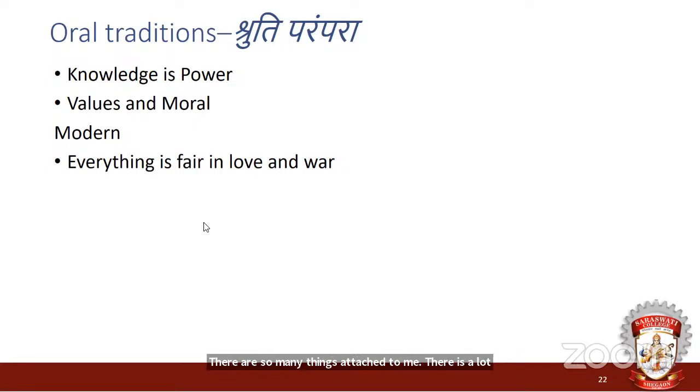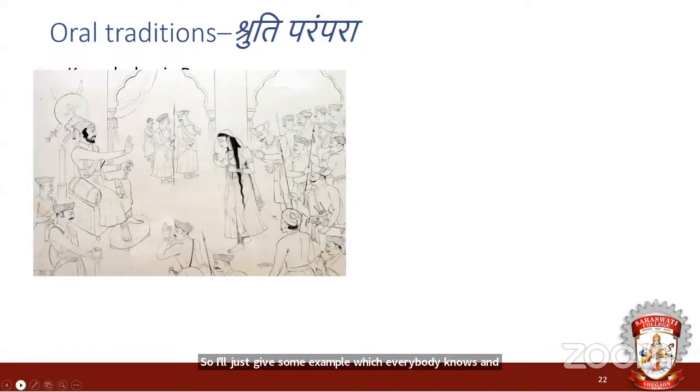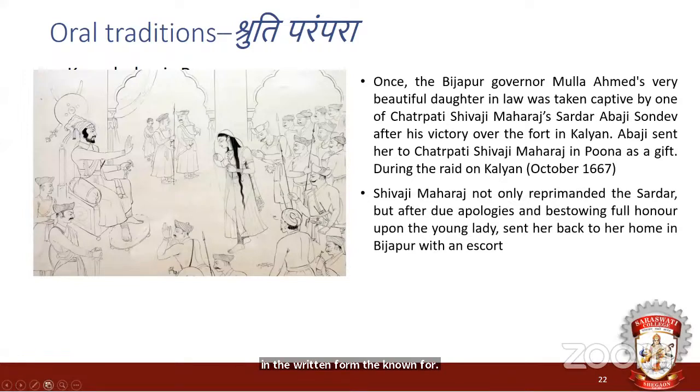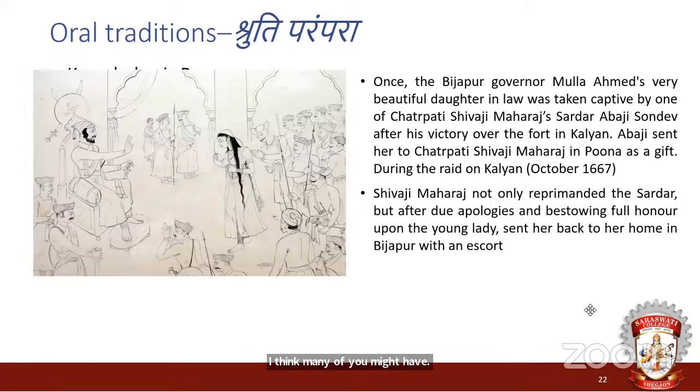Okay. So in the modern world, we have one saying, which you might have heard and even experienced, that everything is fair in love and war. Let me give some examples from the Indian knowledge system, the Indian tradition of war. I'm not taking you into Mahabharata or Ramayana. I'll give an example which everybody knows, in written and known form. I'll give a couple of minutes to read. I think many of you might have heard or read this story.